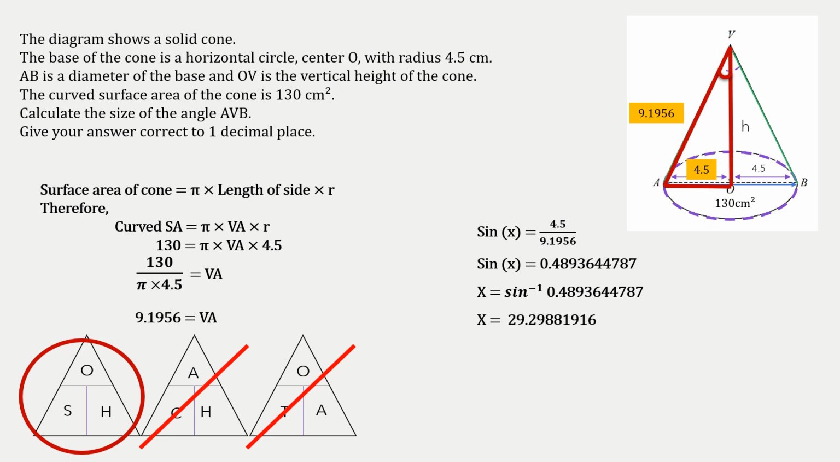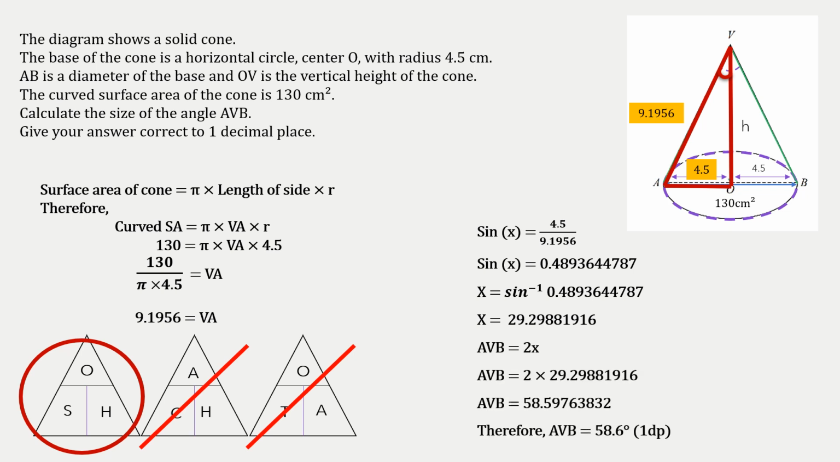The answer for x, which is angle V, is 29.29881916. As I'm looking at angle AVB as the whole angle V, I need to multiply it by 2, and the answer is 58.6 degrees to 1 decimal place.